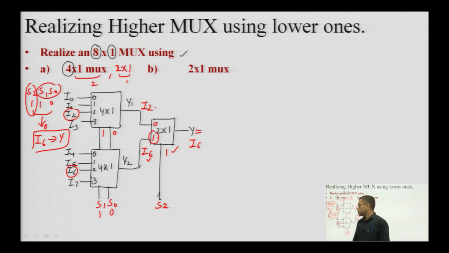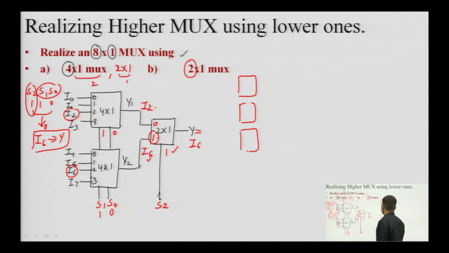Okay. So, in this way we have realized an 8 cross 1 multiplexer using these combination of 4 cross 1 and 2 cross 1 multiplexer. Similarly, if you want to realize this thing using 2 cross 1 multiplexer, then minimum we have to use 2 cross 1 multiplexers.